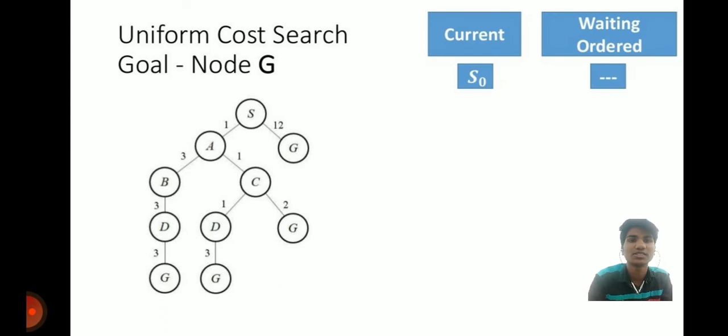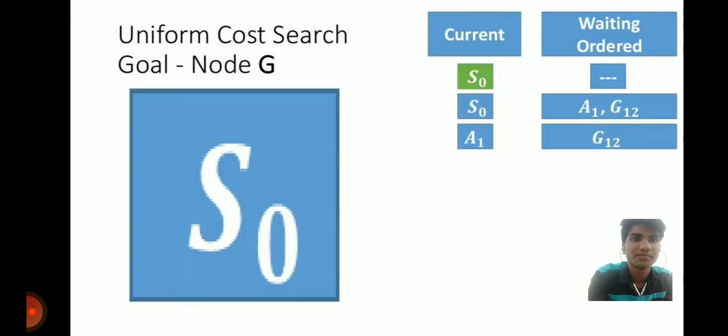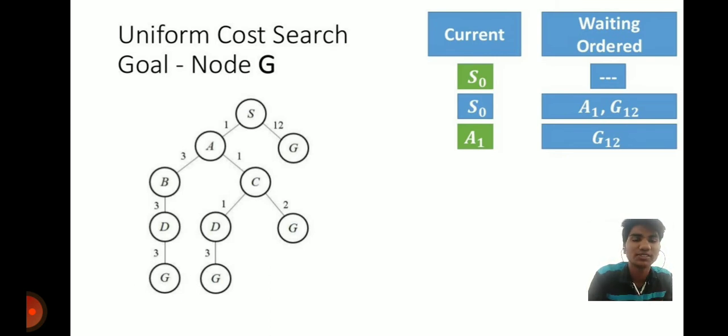So let us discuss one example. Here our goal node is G. So in the uniform cost search algorithm, it will depend on the cost. So the current state is S, and there are two child nodes for S. Here A has weight 1, and G has 12. So the weighting order is A and G. Here A has less cost, so it will go to A.